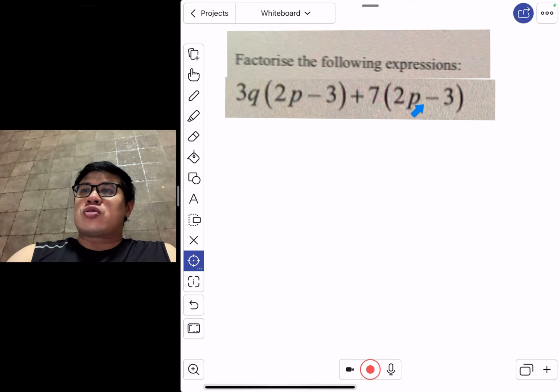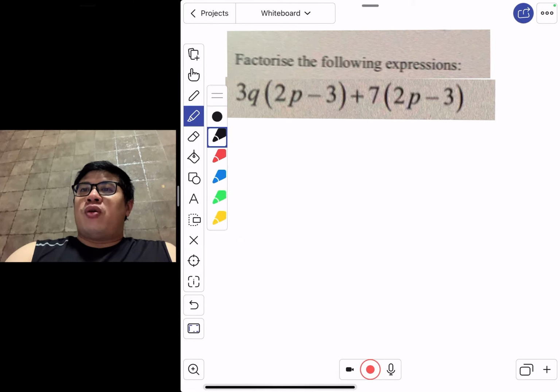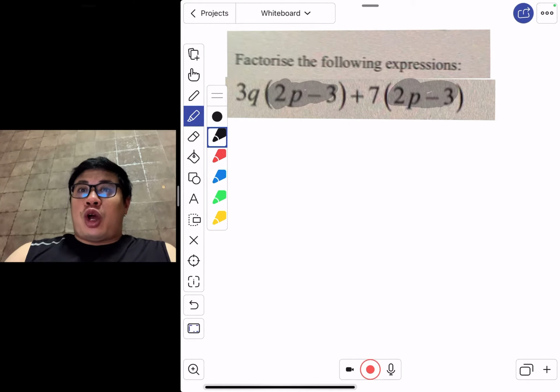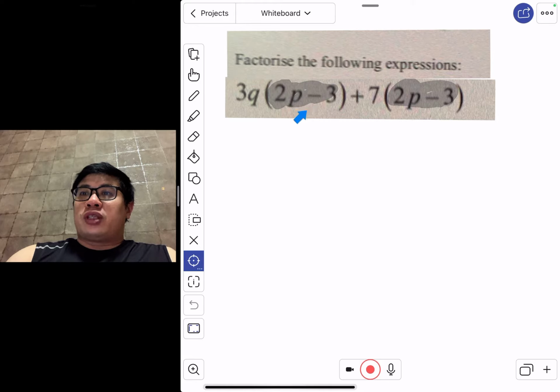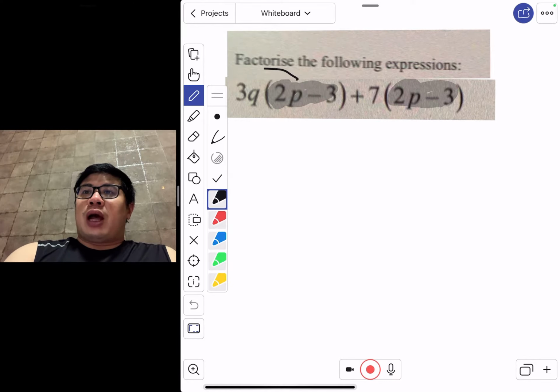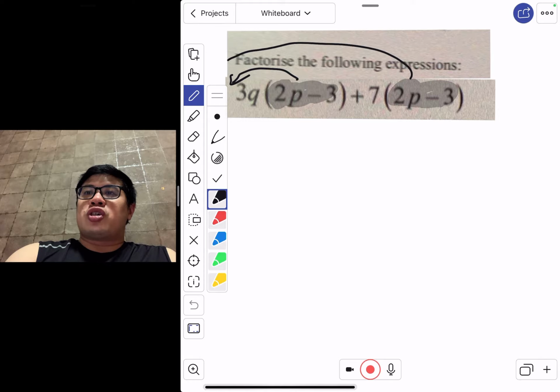If you look at this, you observe that both terms actually have a common factor, which is 2p minus 3 and 2p minus 3. So this is the common factor between both your terms. When we do factorization, remember that factorization is to leave your answer as a product of all the terms. So 2p minus 3 is the term that we're going to put outside.